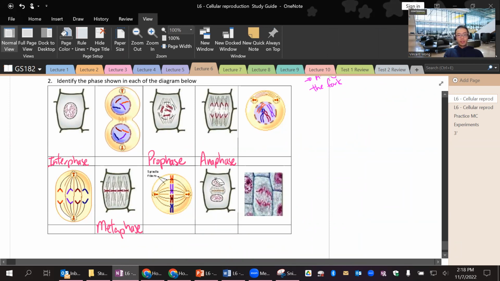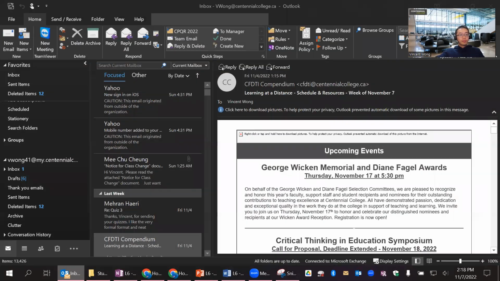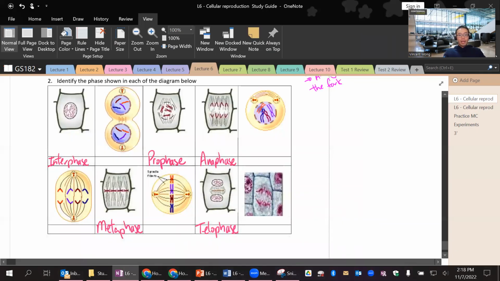Over here, the chromosomes are on the opposite side. They are starting to form the nuclear envelope again. And then we're trying to cut the cell in half. So that would be telophase. Over here, anaphase again.